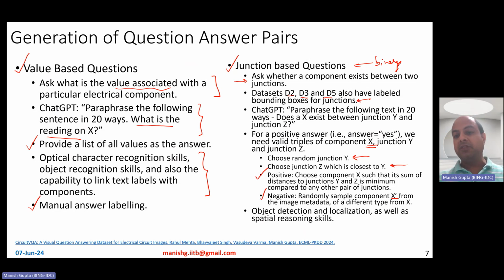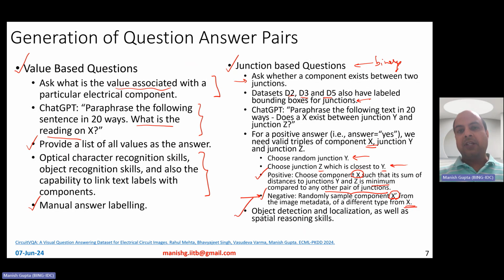To choose the particular component X such that it is positive, we compute the Euclidean distance of every component from these junctions Y and Z. Then we choose the component X that has the minimum distance to junctions Y and Z compared to any other pair of junctions. So we choose a component for which Y and Z are the closest junctions. Again, for negatives, we randomly sample some component X dash which is different from the component type of X. So if X was a resistor, we make sure that we choose a non-resistor randomly sampled from the entire image.